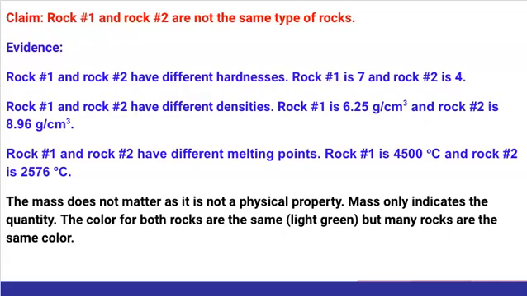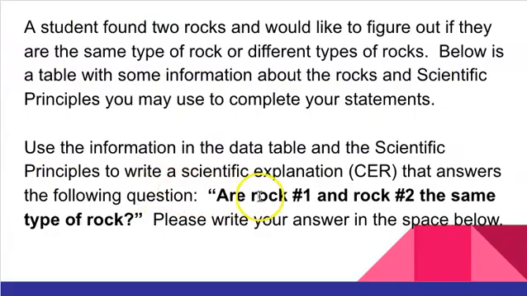What I would do is I would just go back to the original question. Are rock 1 and rock 2 the same type of rock? And I would just kind of repeat this. Rock 1 and rock 2 are not the same type of rock, or rock 1 and rock 2 are different types of rocks. So use what you have in the original question in your answer.